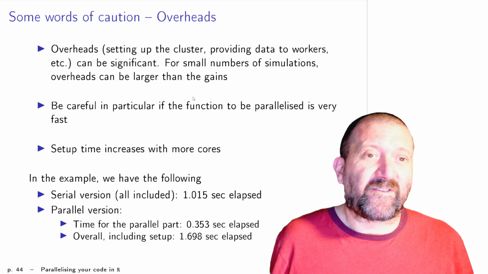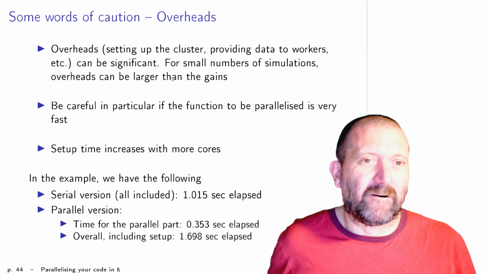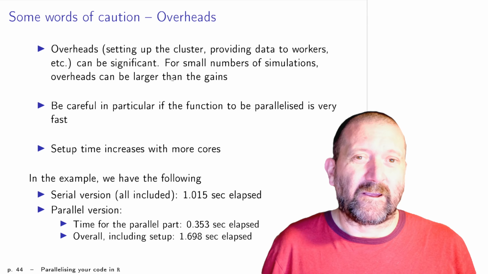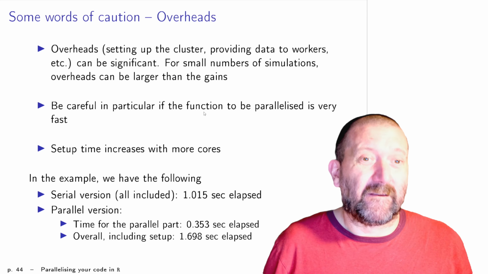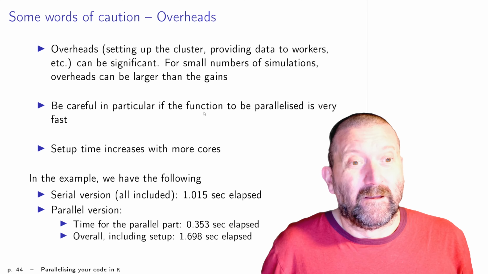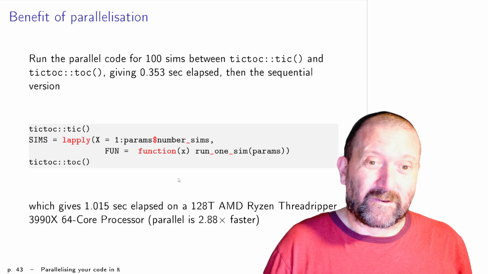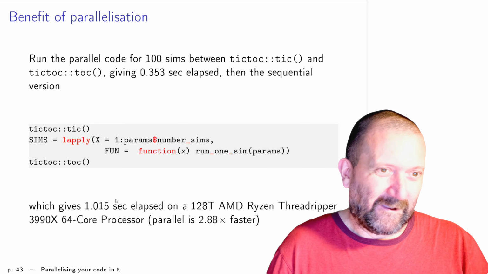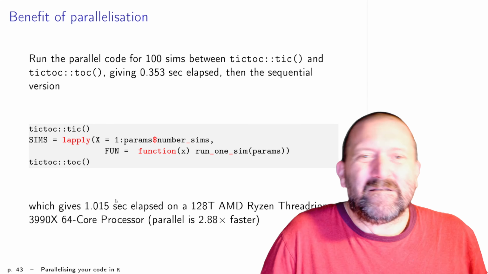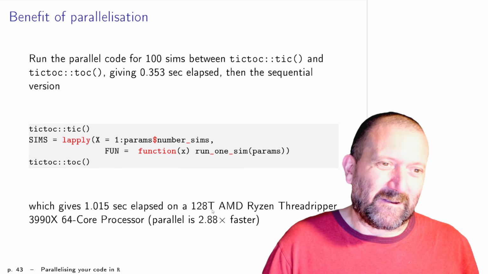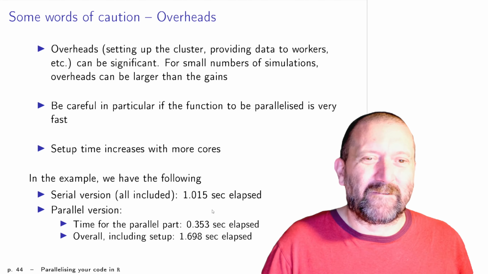So if you have a small number of simulations, it's probably not always a good idea. And that's particularly true if your code runs quickly. Remember what I was showing you here, 1 second for 100 realizations in the sequential version. I've gained 2.88 times by doing it in parallel, but is that really worth it?